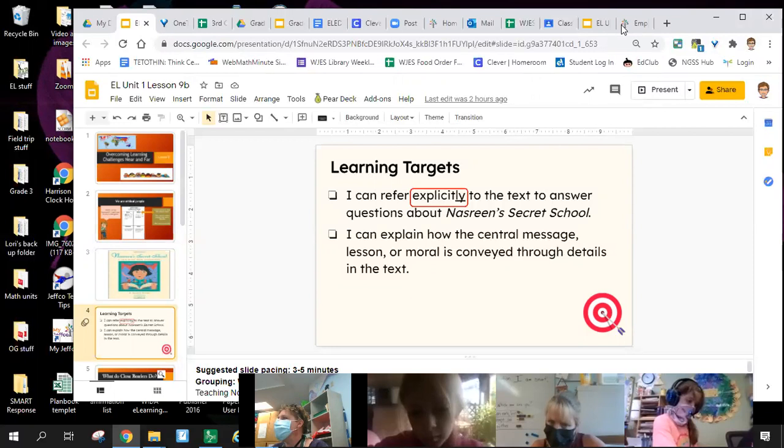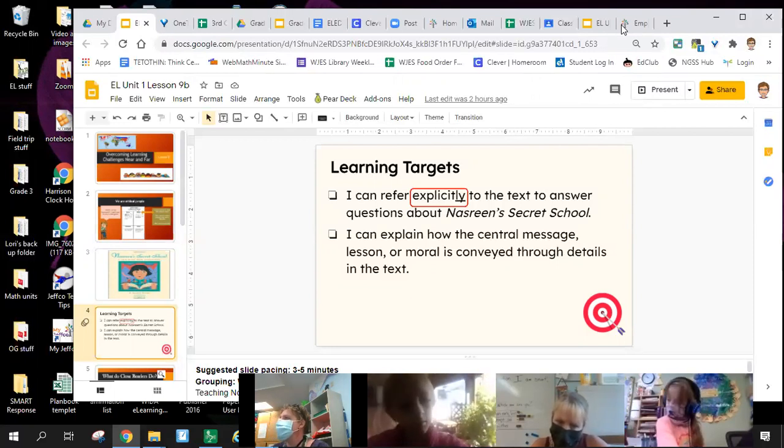Who can remember what explicitly means? If you're in my room, you can see it's on the board, our vocabulary board. I'll even give you a hint, it's blue. Explicitly. Abby? Stated clearly and in detail.